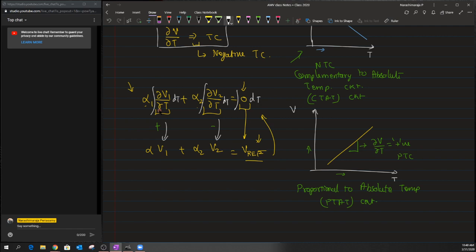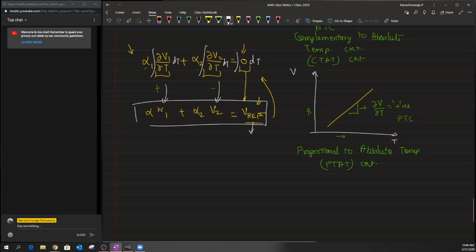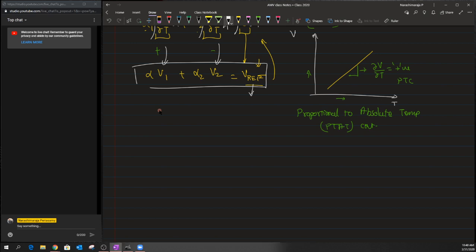So I'm just making an integration over this temperature, and this is the expression that I would get. So ultimately this V reference is completely independent of the temperature. Now our task is to identify what are these voltages V1 and V2 that exhibit the opposite temperature coefficient.